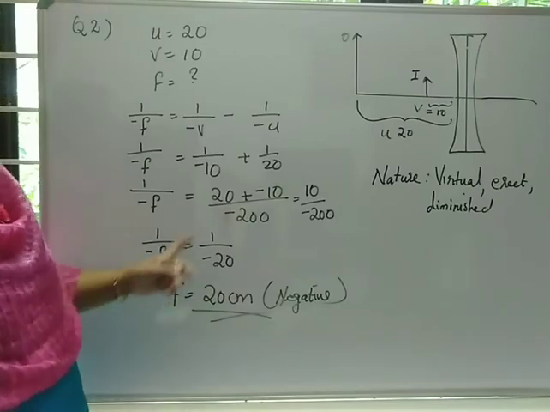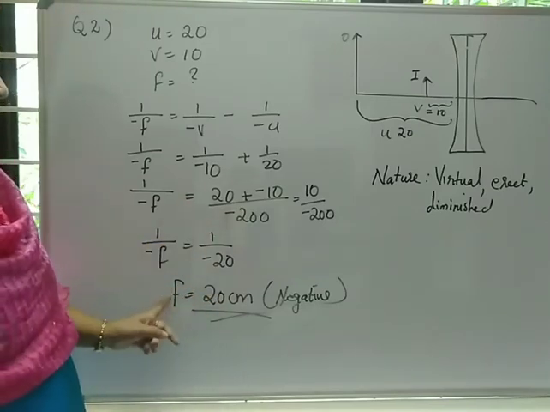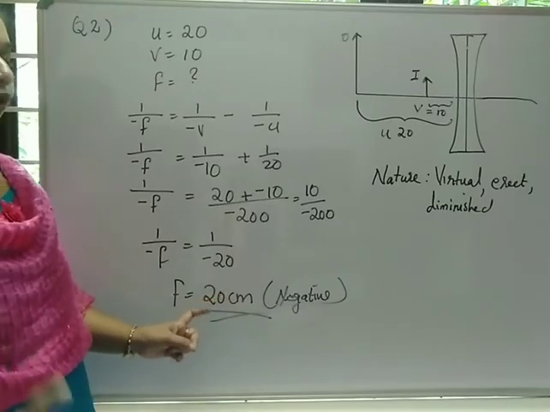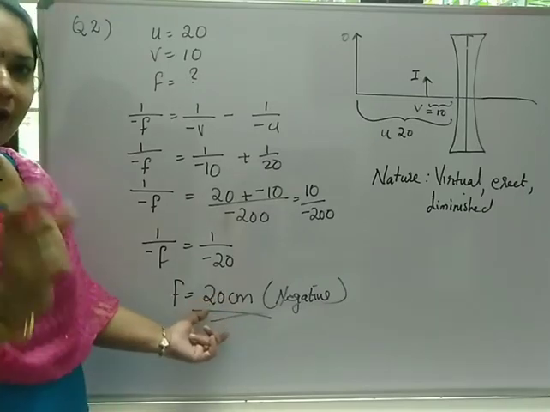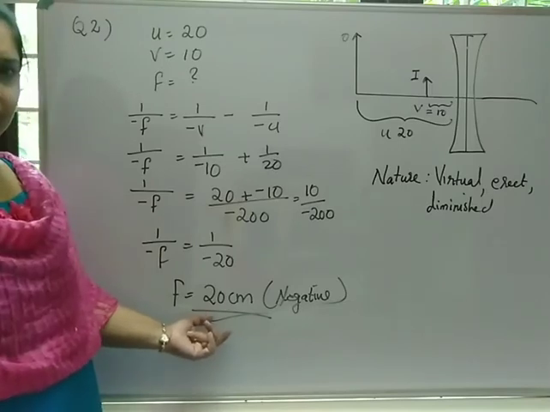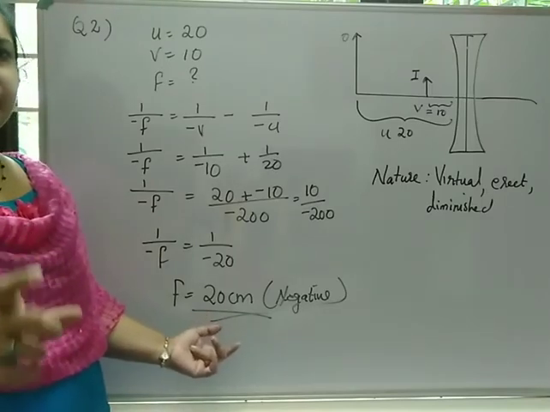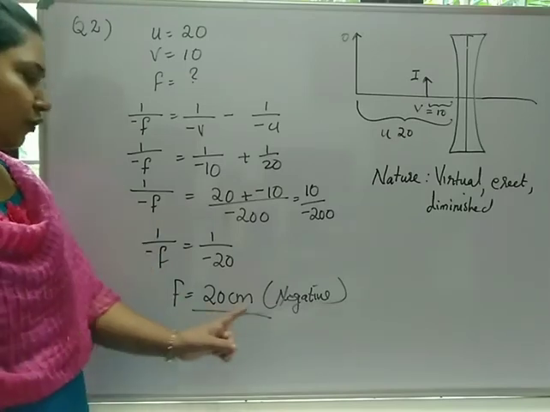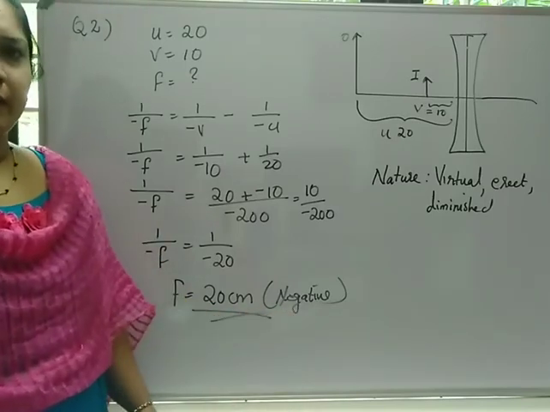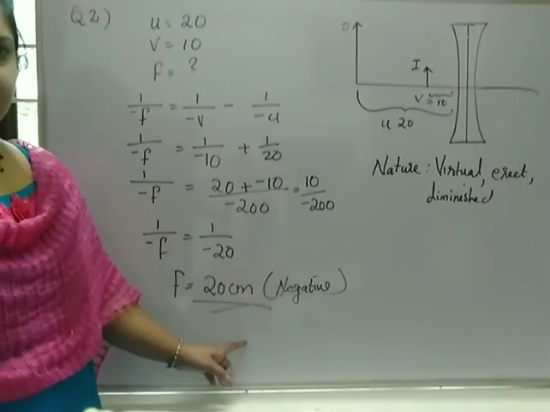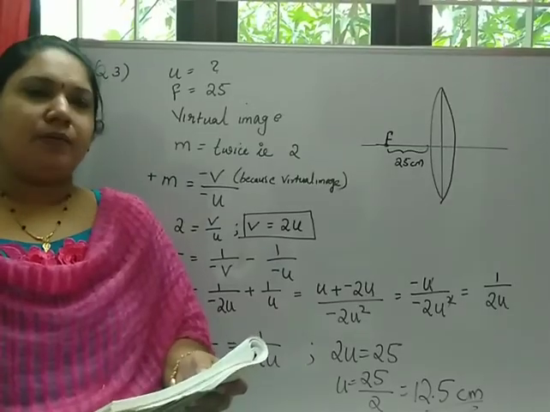So we will get 1 by f is equal to 1 by 20. F is equal to 20 centimeter. Since we are calculating focal length, the magnitude is 20 centimeter, but we know the focus of a concave lens is fixed, it is negative. So in the bracket you have to write negative, not as a negative sign, but in a bracket. Next, question number 3.